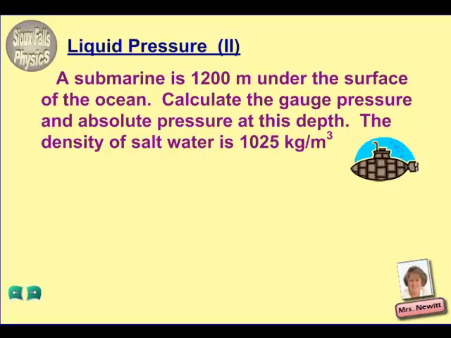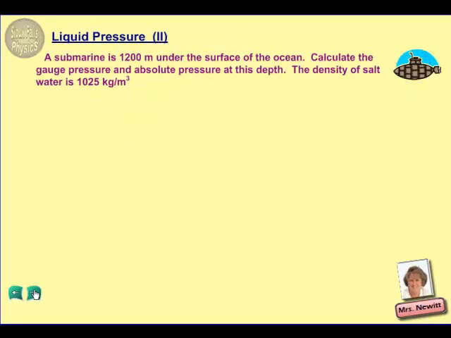Hey everyone, here's your Sioux Falls physics teachers again, looking more at liquid pressure. Here we have a submarine and it is 1,200 meters under the surface. We're going to be calculating two different types of pressure, the gauge pressure and the absolute pressure. So first of all, we'll start with the gauge pressure.